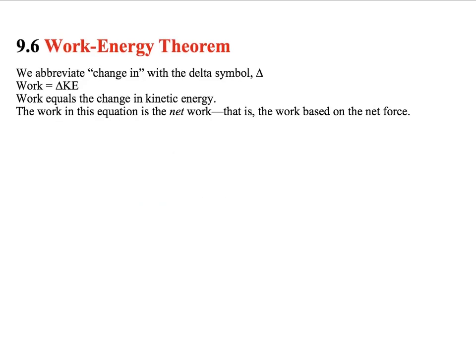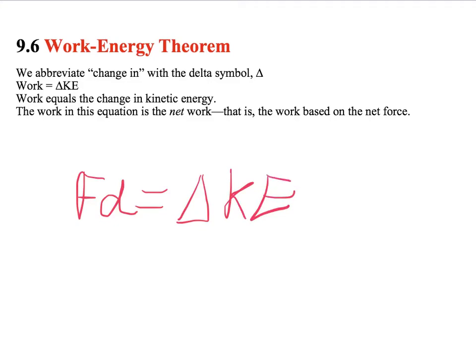This is also where we get the work energy theorem, which states that the work, the force times the distance, is equal to delta, the change in the kinetic energy of an object. So the amount of work done equals the change in the kinetic energy. In order to have a change of energy, you have to have work done on it.